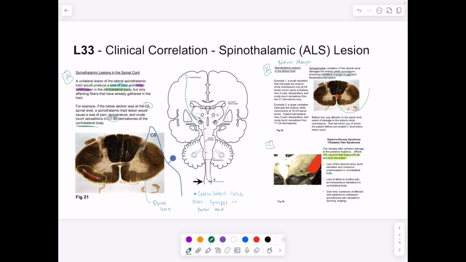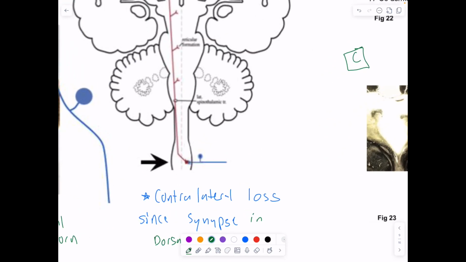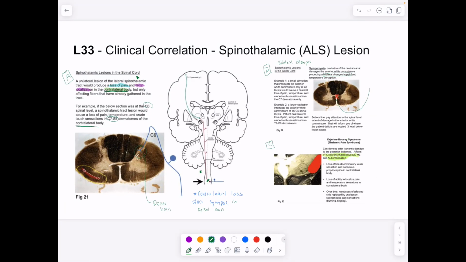So we have a unilateral lesion of the lateral spinothalamic tract, which will produce a loss of pain and temperature in the contralateral body, because the idea is, right, if you have an issue anywhere past this point, it's going to be contralateral, right? And so the only way to get an ipsilateral, same side, deficit is if you have something wrong with your dorsal root ganglion overall.